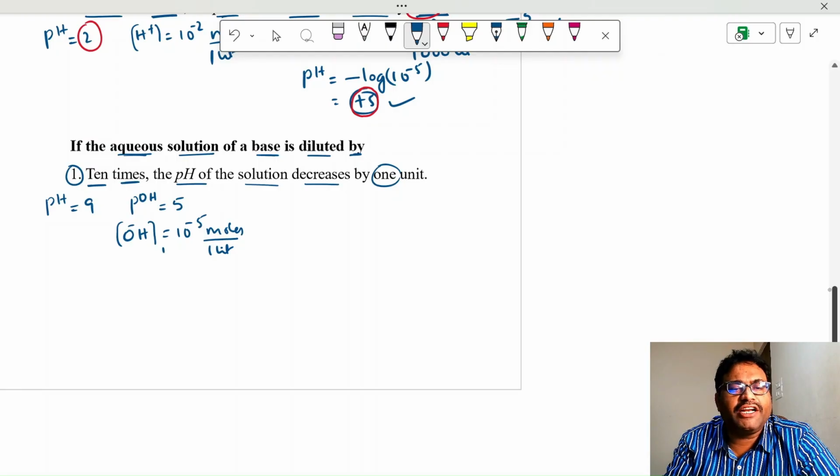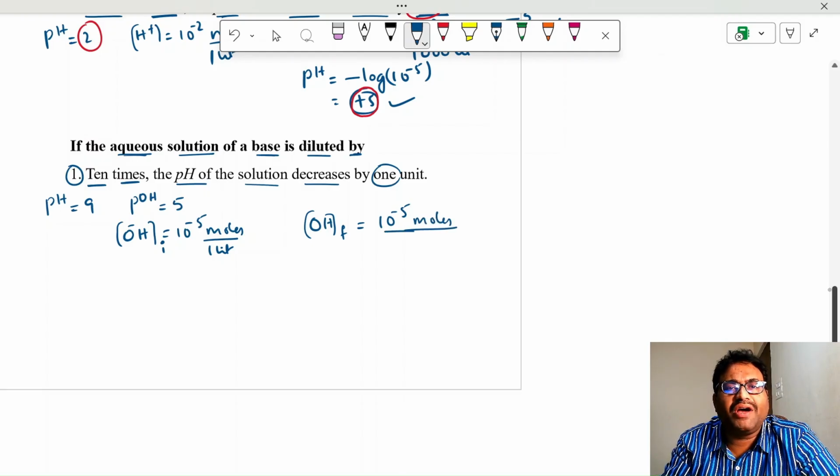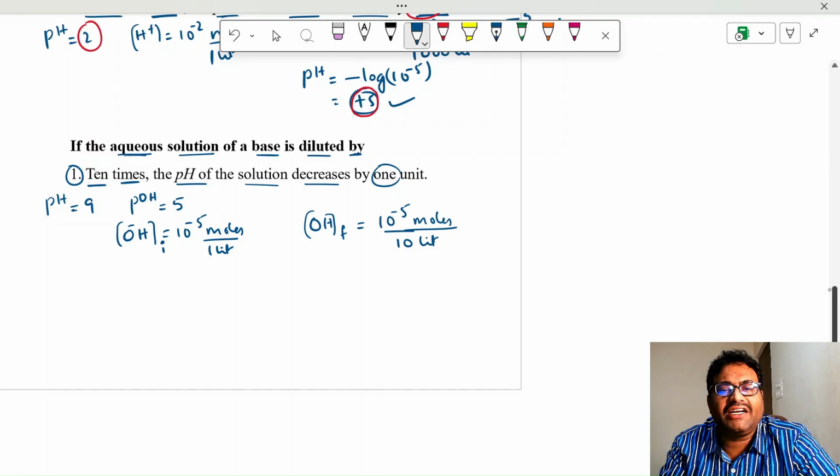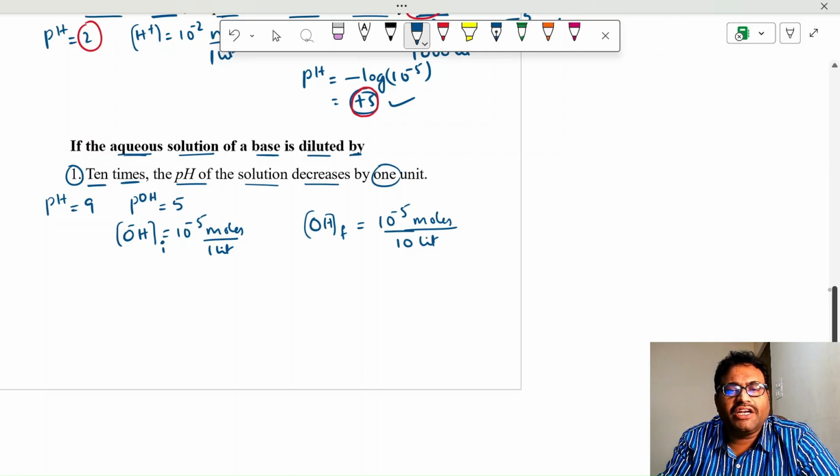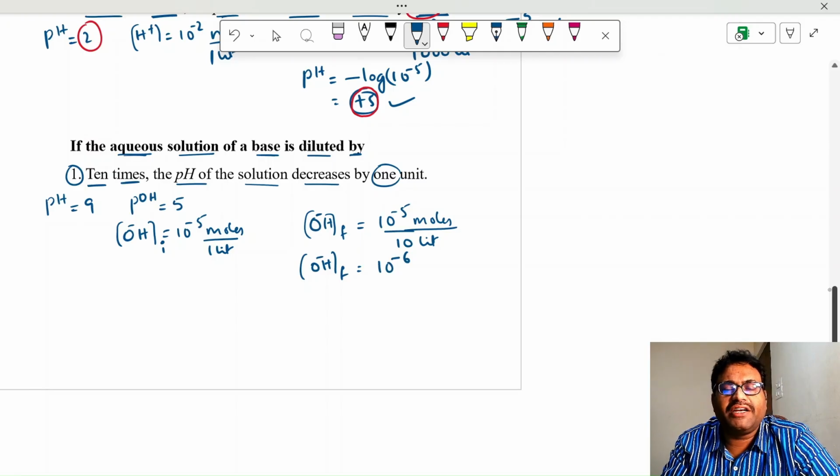This is before dilution. Let me take it as initial. Then after dilution, let me take it as final. Then that is equal to 10 power minus 5 moles per how many liters? Now you are diluting the basic solution by 10 times. 10 times means 10 liters. 10 liters is how many times that of 1 liter? 10 times. So the OH minus ion concentration final is equal to 10 power minus 6 moles per liter.